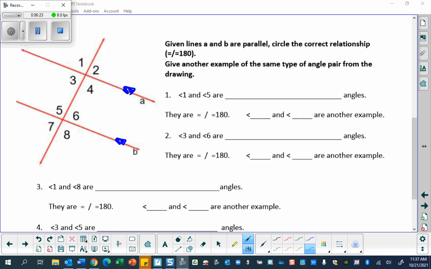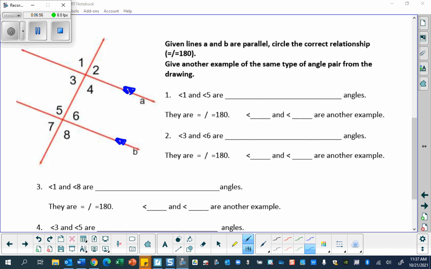All right, come back. Let's talk about these. Given lines A and B are parallel. Circle the correct relationship. And what we're talking about relationship-wise is which is it? Are they angles that are congruent because they have the same measure? Or are they angles that are supplementary because their measures add up to 180 degrees? You're going to figure out a pretty clear pattern in geometry. Everything is one or the other. Are they congruent or are they supplementary?